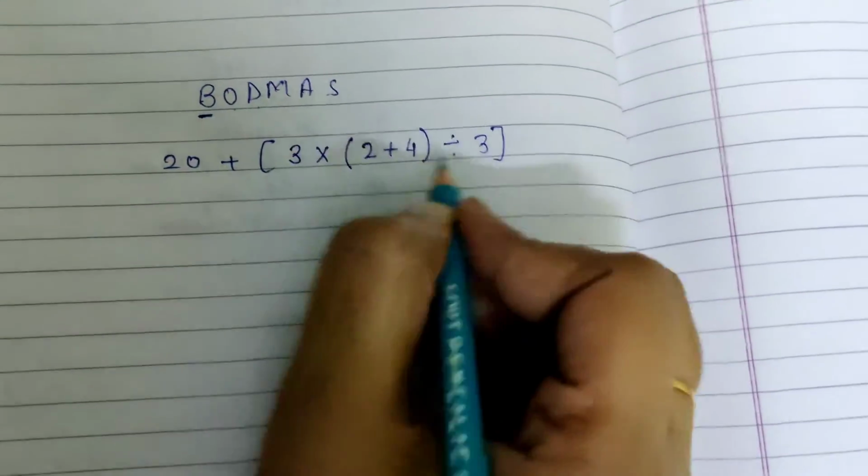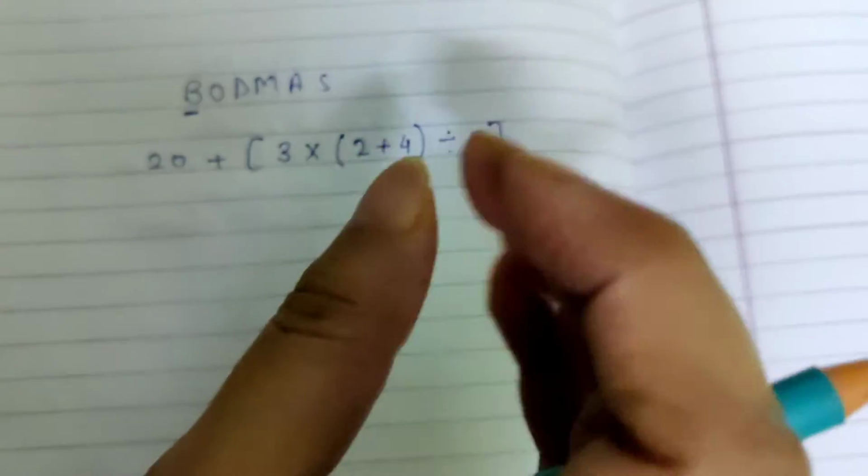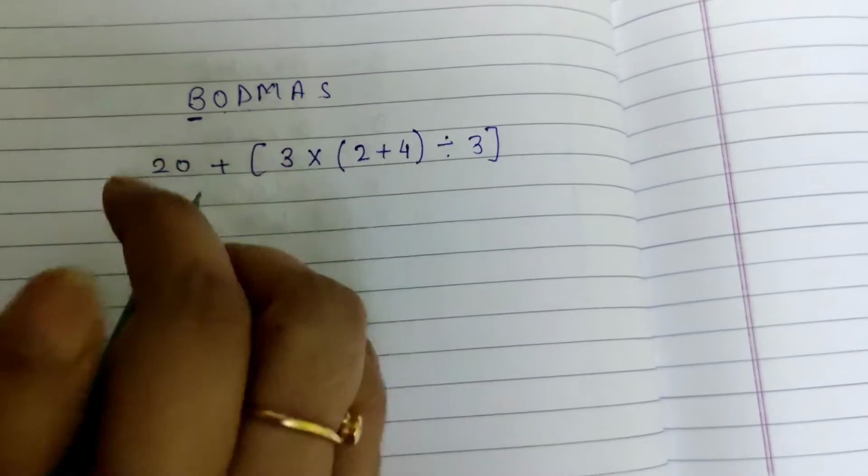Now I have two brackets over here. Which one first? The inside bracket. Okay, you will always start from inside. Okay, so I'm having this round bracket inside, so I'll solve it first.